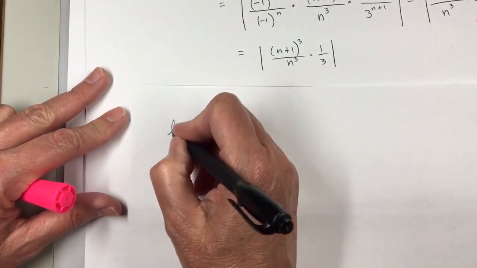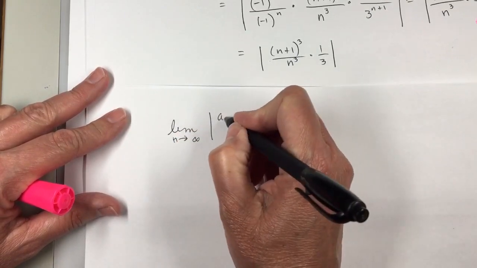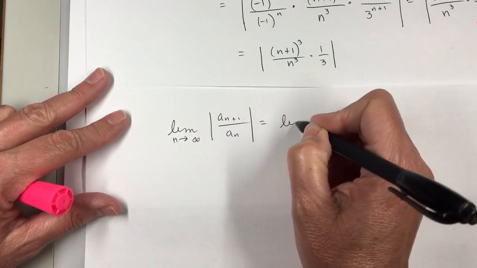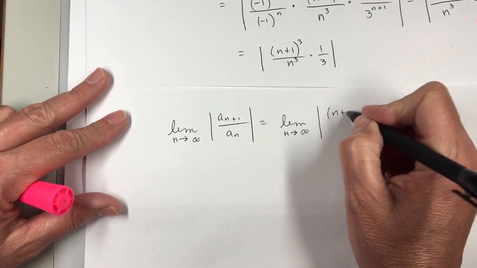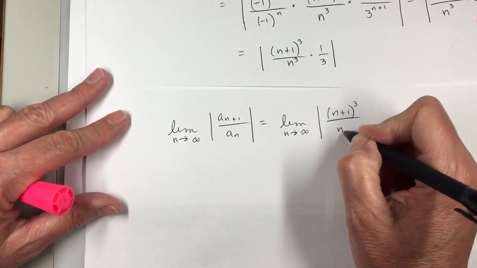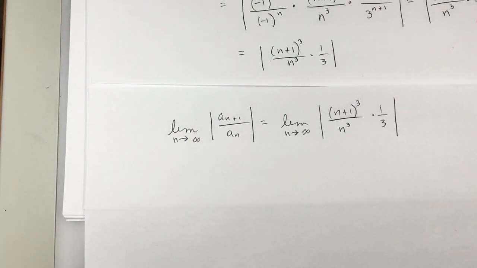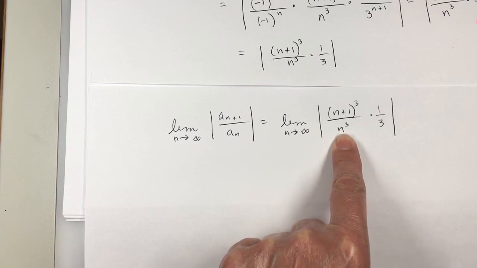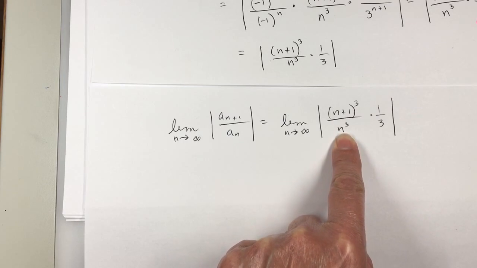Now, from the ratio test, find the limit as n approaches infinity of the ratio of a sub n plus 1 over a sub n, and that's the limit as n approaches infinity of n plus 1 to the third over n to the third times 1/3. Only one part of this do I need to worry about, the n, this fraction right here. What is that limit? That's going to be 1.